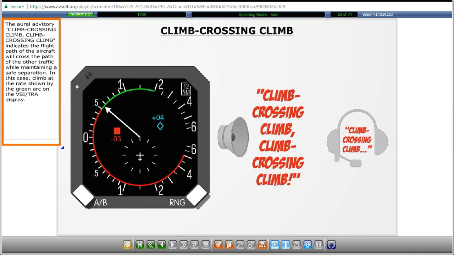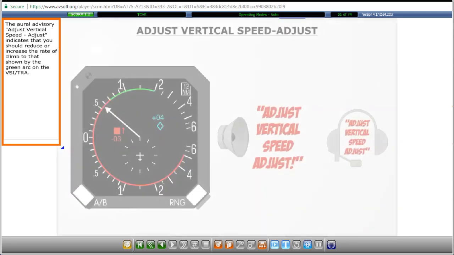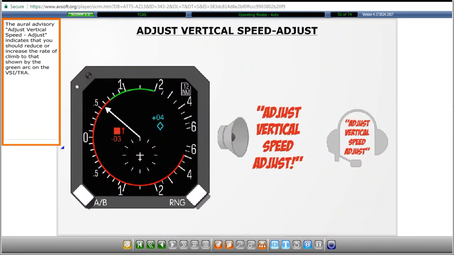The oral advisory "climb, crossing, climb, climb, crossing, climb" indicates the flight path of the aircraft will cross the path of the other traffic while maintaining a safe separation. In this case, climb at the rate shown by the green arc on the VSI TRA display. The oral advisory "adjust vertical speed, adjust" indicates that you should reduce or increase the rate of climb to that shown by the green arc on the VSI TRA.